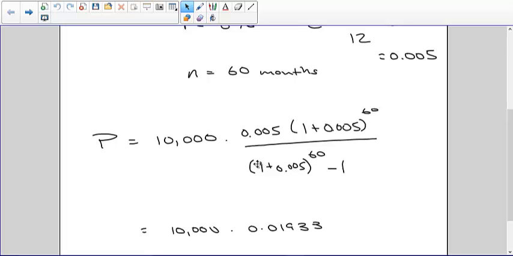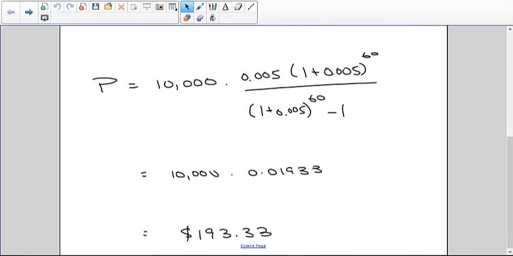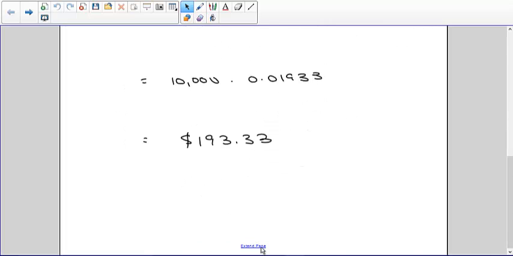So theoretically, if you had a 60-month loan at a 6% yearly interest rate, all you'd have to do is take this number and multiply by whatever the loan is. This is kind of like a multiplying factor, and there are tables that do that. They don't tell you the loan amount, but they give you a multiplying factor. So you multiply those together, you get the payment is $193.33.